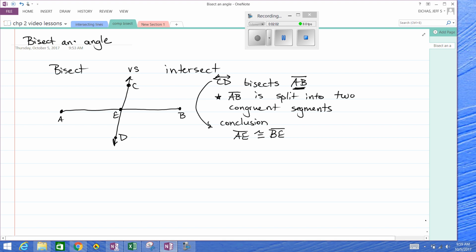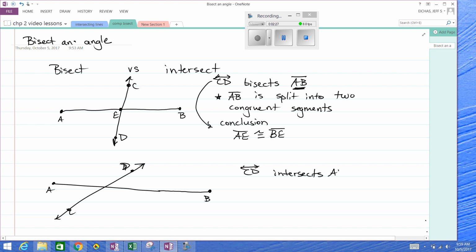Now, intersect, on the other hand, is just two things crossing, but it might not be the middle. So maybe this is A, and B is way over here. CD can still intersect without bisecting. So in this case, CD simply intersects AB. That's the difference, it might not be perfectly cut in half. So from A to E, it might be 8, E to B might be, who knows, 14. That's for intersect. Now, when it's bisect, if this is 12, A to E, then so is that. And that's the quick bisect definition.